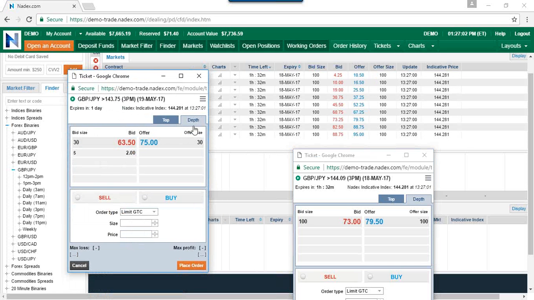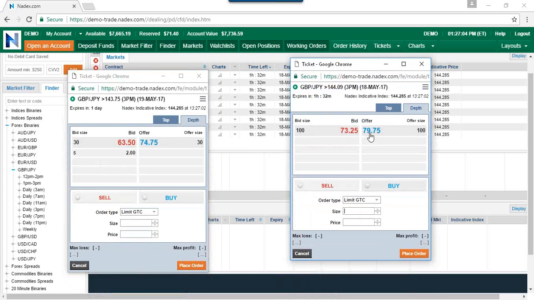So why is this one right here priced closer to 80? Because this statement says the pound yen would be greater than 144.09. And where's the market now? 144.25. So it's already greater than that, right?